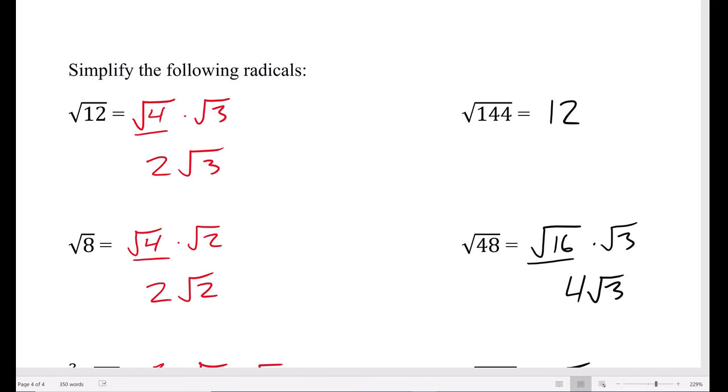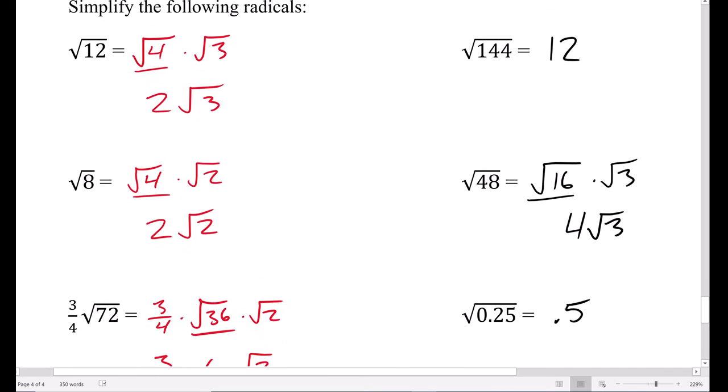Next to that, we have the square root of 144. 144 is a perfect square. What number times itself gives me 144? The answer is 12. Square root of 8, very similar to the one up above it. I break it into the square root of 4 times the square root of 2 this time. Again, substitute in 2 for the square root of 4, and I end up with 2 square roots of 2. For the square root of 48, I can break that into the square root of 16 times the square root of 3. Replace the square root of 16 with 4, and I end up with 4 times the square root of 3, which is 4 square roots of 3.